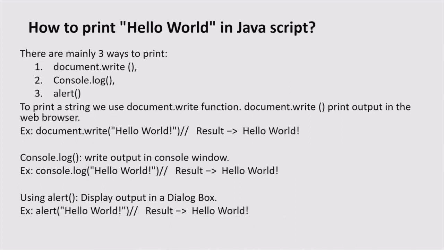How to print hello world in JavaScript? There are mainly three ways to print: document.write method, console.log method, alert method. The document.write method writes output in the web browser. console.log writes output in the console window. The alert method displays output in a dialog box.